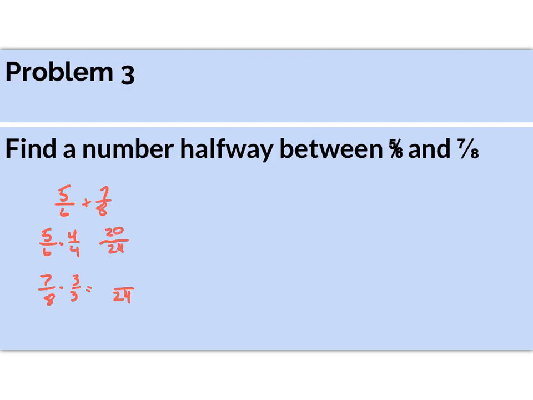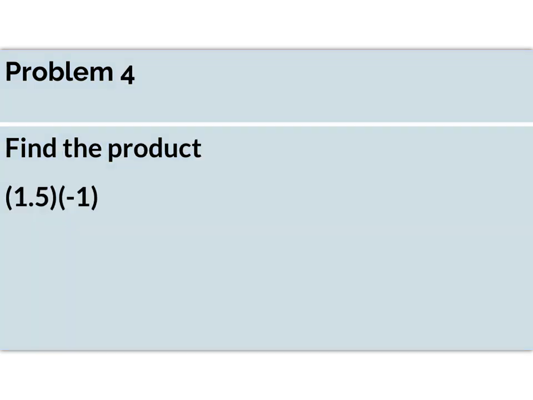And then the top is 20. And then 21. Now we got to add, 41 over 24. We got to divide that by 2 over 1. We got to flip it. Times 1/2 equals 41 over 48. There's nothing to reduce. So there you go.